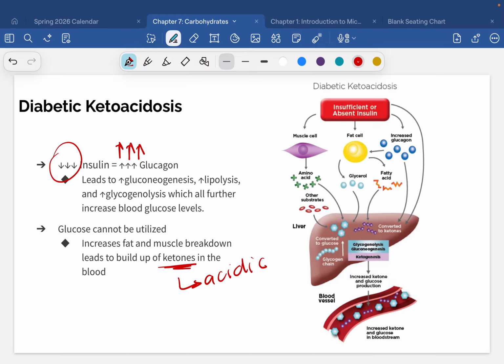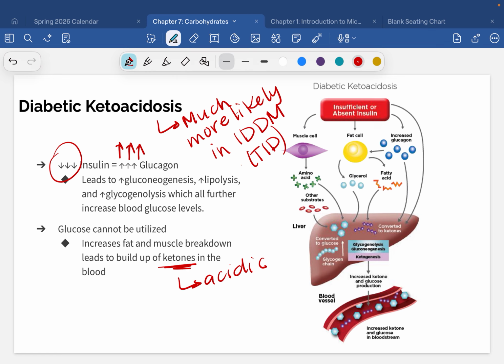Now, diabetic ketoacidosis is much more likely in type 1 or insulin-dependent diabetes mellitus because of the absolute lack of insulin. Because there is so little insulin, the amount of glucagon is continuously going to go up, which is going to break down the fats and the muscles, which leads to ketones. This doesn't typically happen in people with type 2 diabetes, which we'll talk more about in a second.